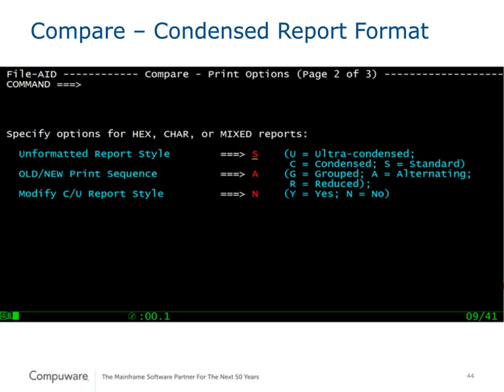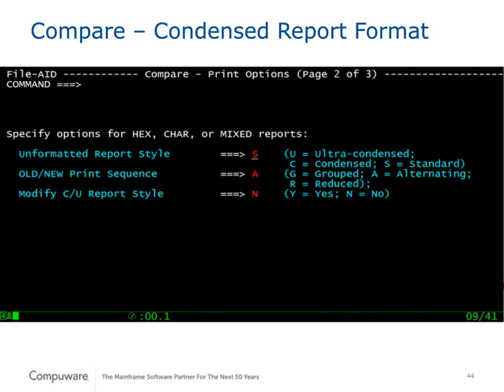Now, here's where some of the changes take place. We're going to use a standard report option, and if you notice the second line there where it says old new print sequence, we're going to initially show you in release 10.2 using alternating, but there's also an option there, option R for reduced. This is the new option. I'm going to show you that in a second.